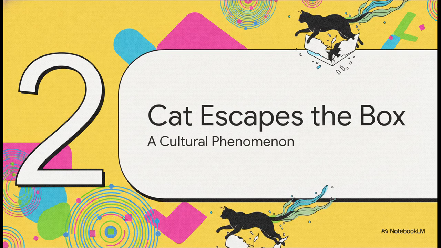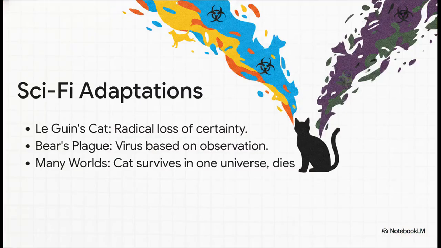Moving to Section 2. The cat escapes the box, how a brief physics paragraph became a cultural phenomenon. Because the imagery of the cat in the box was so incredibly striking, sci-fi writers completely hijacked the paradox. They used it to tackle macro-level human uncertainties.